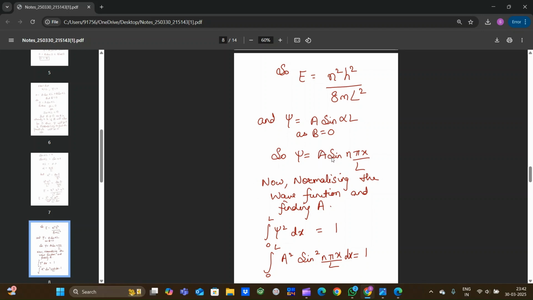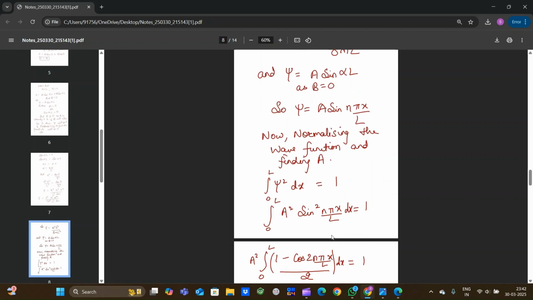How can we do this? We can normalize this wave function. Like in the previous video, I told you that all the wave functions related to particles in quantum mechanics are normalized. That is, the integral of psi square dx is equal to 1. We are just normalizing. So the integral of psi square dx is equal to 1.